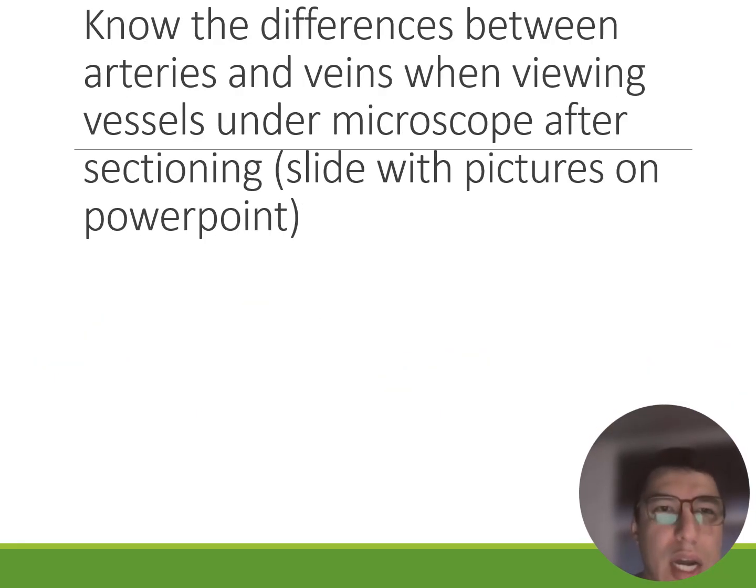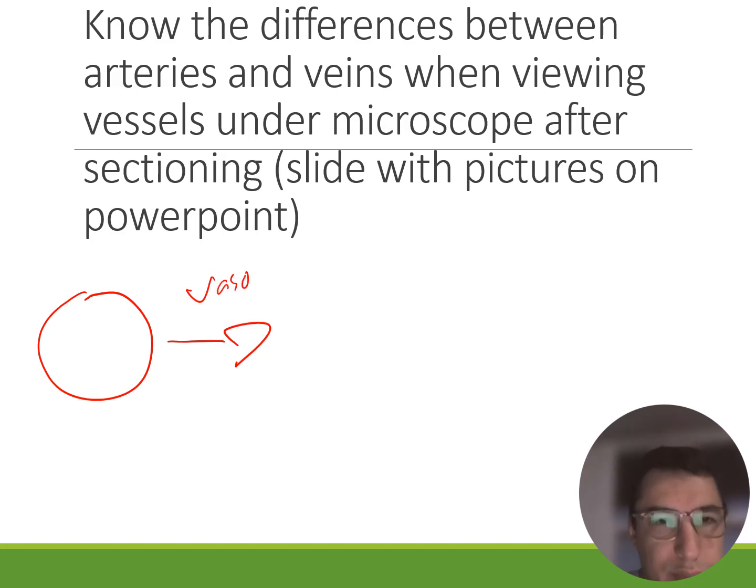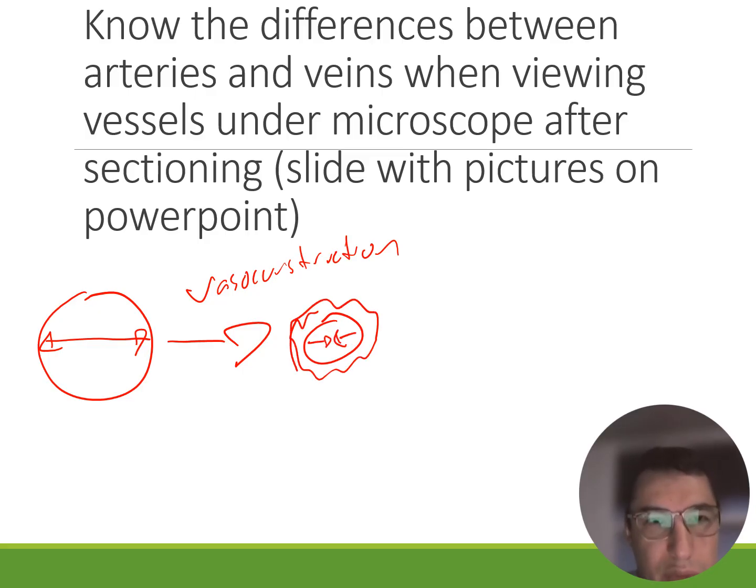Know the differences between arteries and veins when viewing vessels under a microscope after a sectioning. So as we just saw, if we have a vessel under a normal state, then we cause vasoconstriction. We have released molecules to cause vasoconstriction. The lumen has decreased. Actually, let's make it more apparent. The lumen has decreased. You can see how from here to here, now it's gotten smaller because of that vasoconstriction from that smooth muscle cell, from that tunica media.